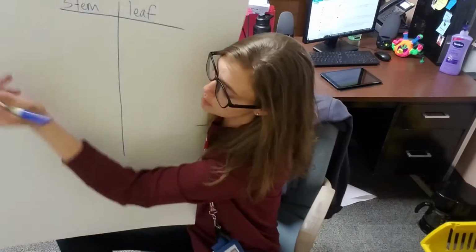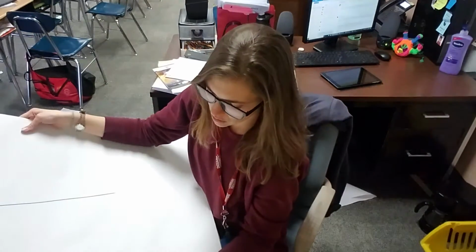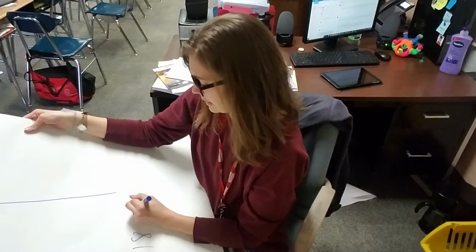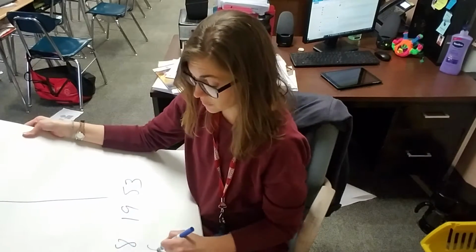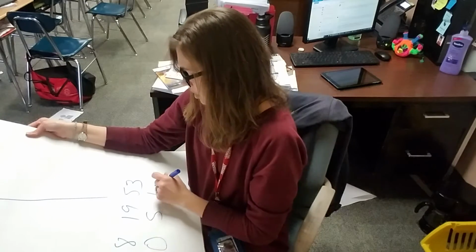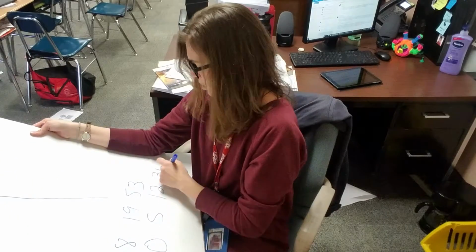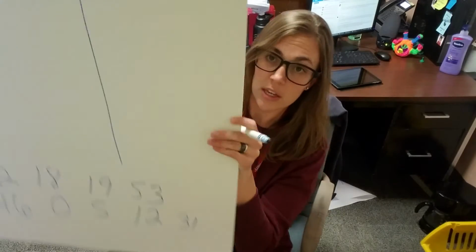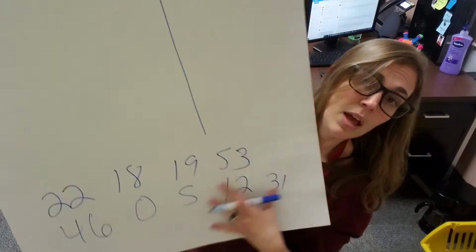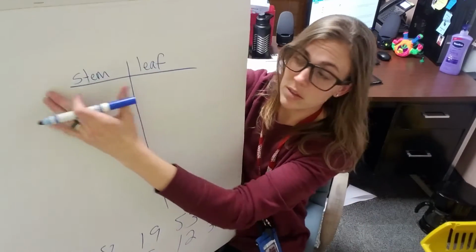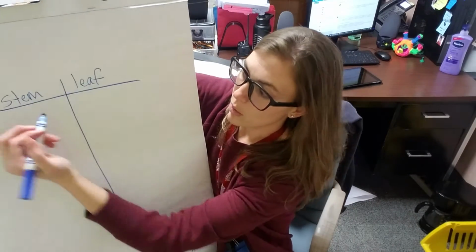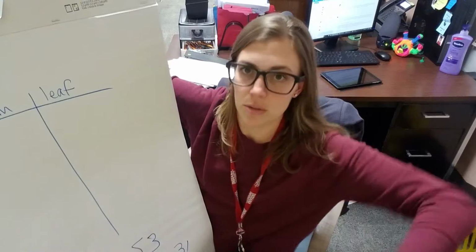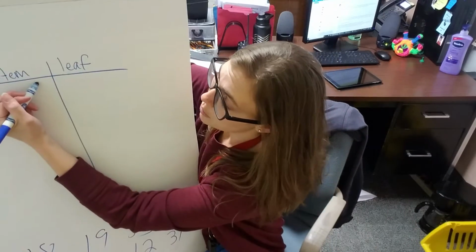So anyway, if I give you the numbers like 22, 18, 19, 53, 46, 0, 5, 12, and 31, you would take all of these numbers that are down here and you would be putting them into the stem and leaf plot. The stem is your tens area or your hundreds area. So our tens area, you have 0, 10, 20, 30, 40, 50. So you would put the beginning of that.